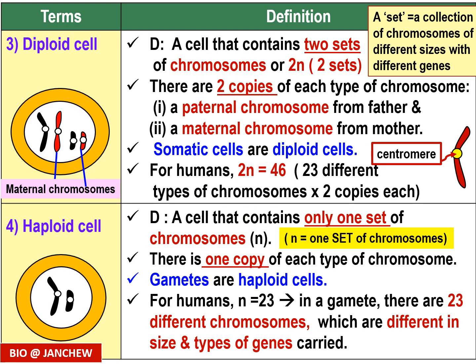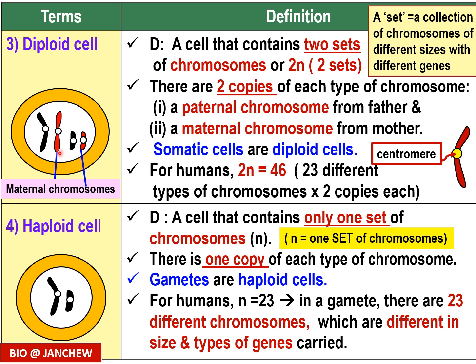So going back to our discussion on diploid cell, a diploid cell is defined as a cell that contains two sets of chromosomes, or 2n, and there are two copies of each type of chromosome. For example, chromosome number 1, you have a paternal chromosome number 1 from the father and a maternal chromosome number 1 from the mother. Okay, so looking at this picture too, you can see that it's a diploid cell. How do you know it's a diploid cell? There are two copies of the long chromosome and two copies of the short chromosome.